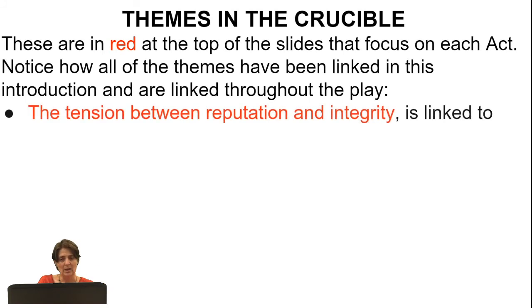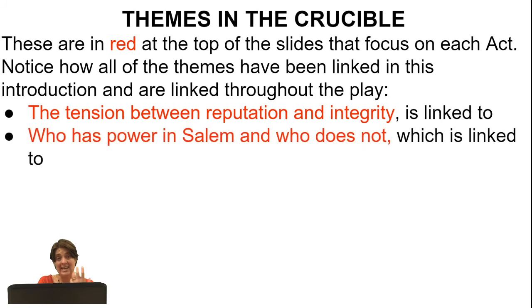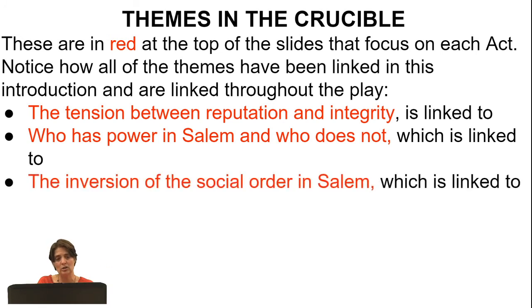So some of the themes in The Crucible, as I said, are usually in red at the top of a slide. We see the tension between reputation and integrity throughout the play. And of course, that's linked to who has power in Salem and who doesn't, because having power depends on having a good reputation. Having integrity sometimes involves losing one's power and reputation. And of course, that's linked to the inversion of, or the turning upside down of, the social order.